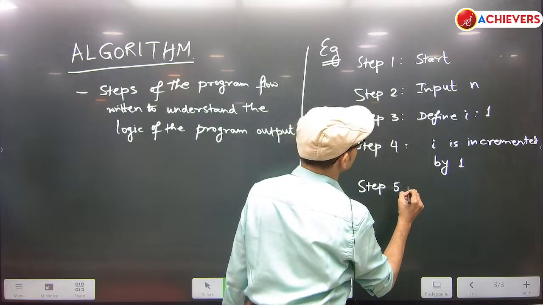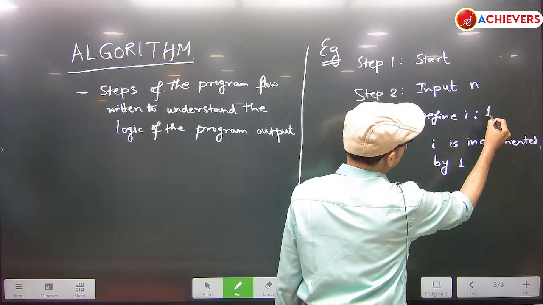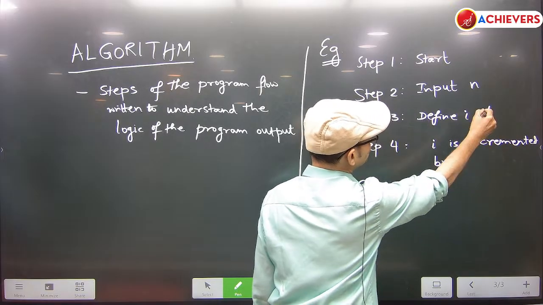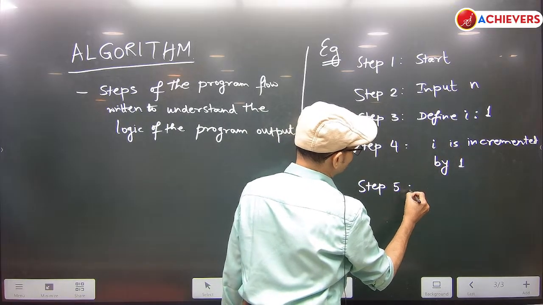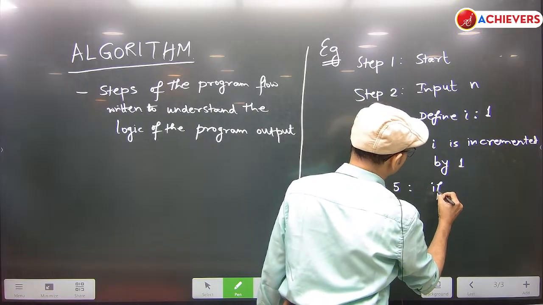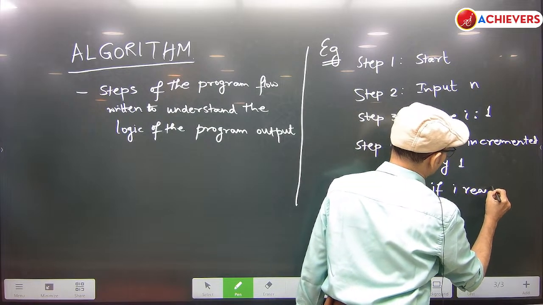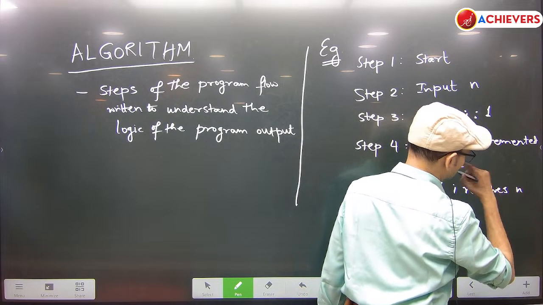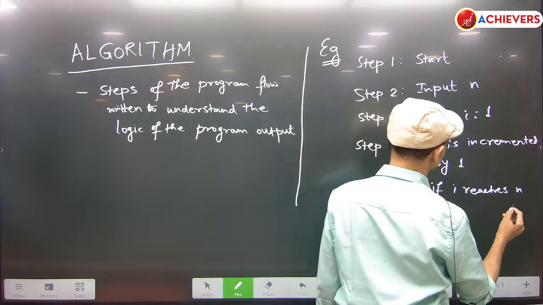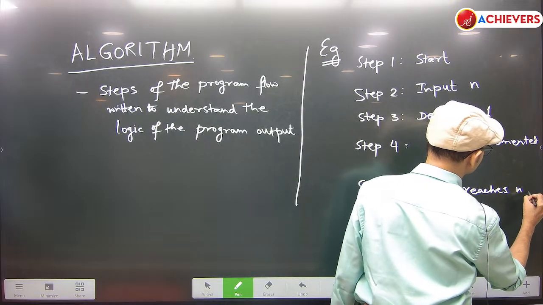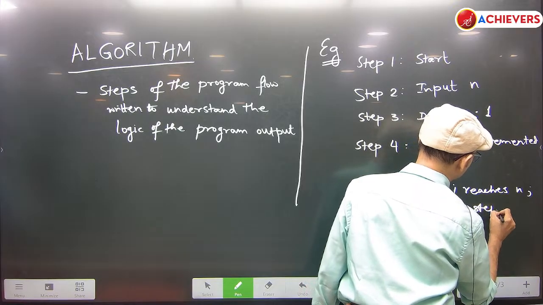Step 5. So define I as 1. So this is the initialization of I to 1. So I is incremented by 1. Step 5, if I reaches n, then go to step 8.